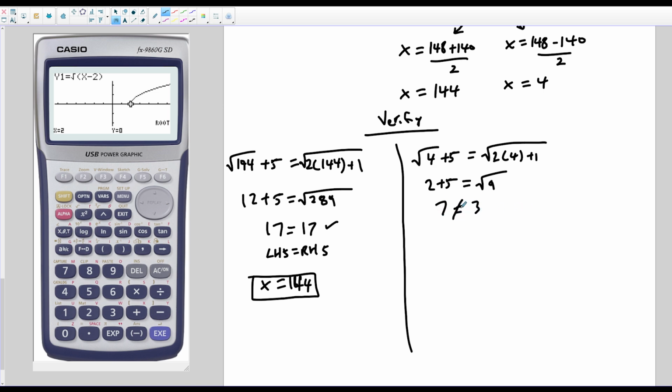That is not true. 7 does not equal 3. So the left-hand side does not equal the right-hand side. Therefore, x is equal to 4 is extraneous. Extraneous, so this is not a solution.